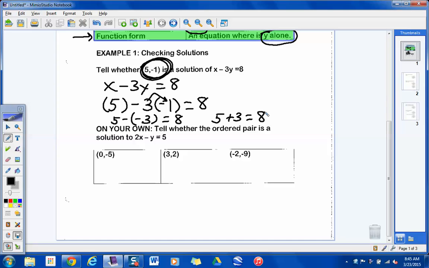So what I would ask you guys to do is this. Here are some points on your own. I want to know if these points are a solution to, here's your equation right here. Okay? There's your equation right there. I want to know, are those points a solution to that equation? So go ahead and give that a shot quick. Try them on your own. If you get stuck, chat with a partner, help each other out. I'm going to do attendance here quickly.